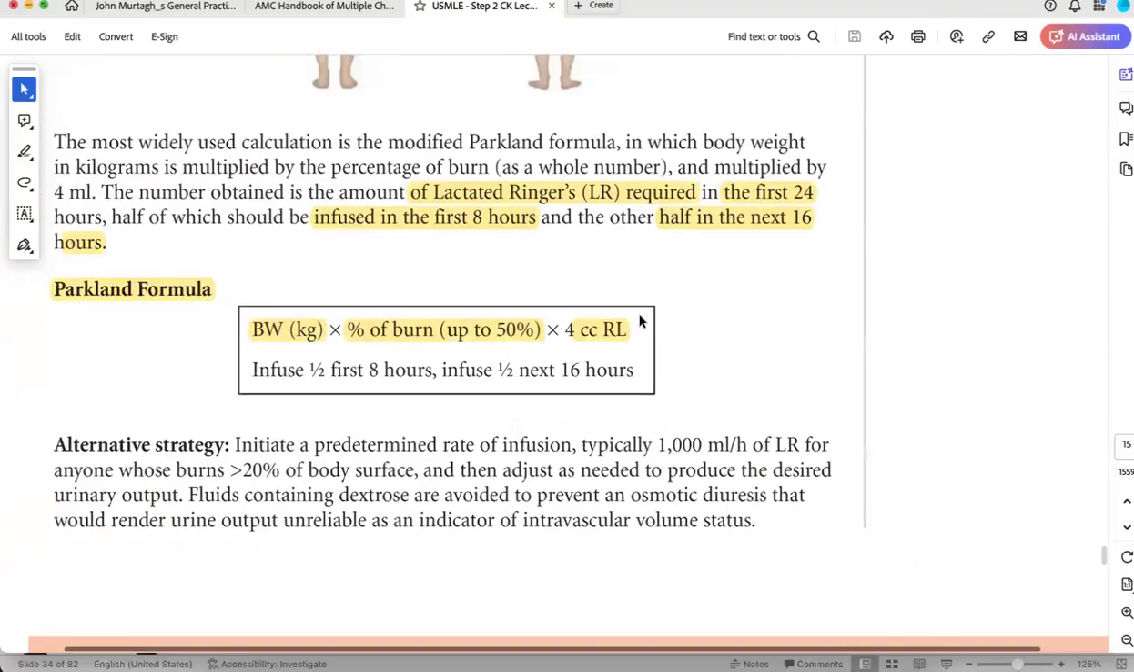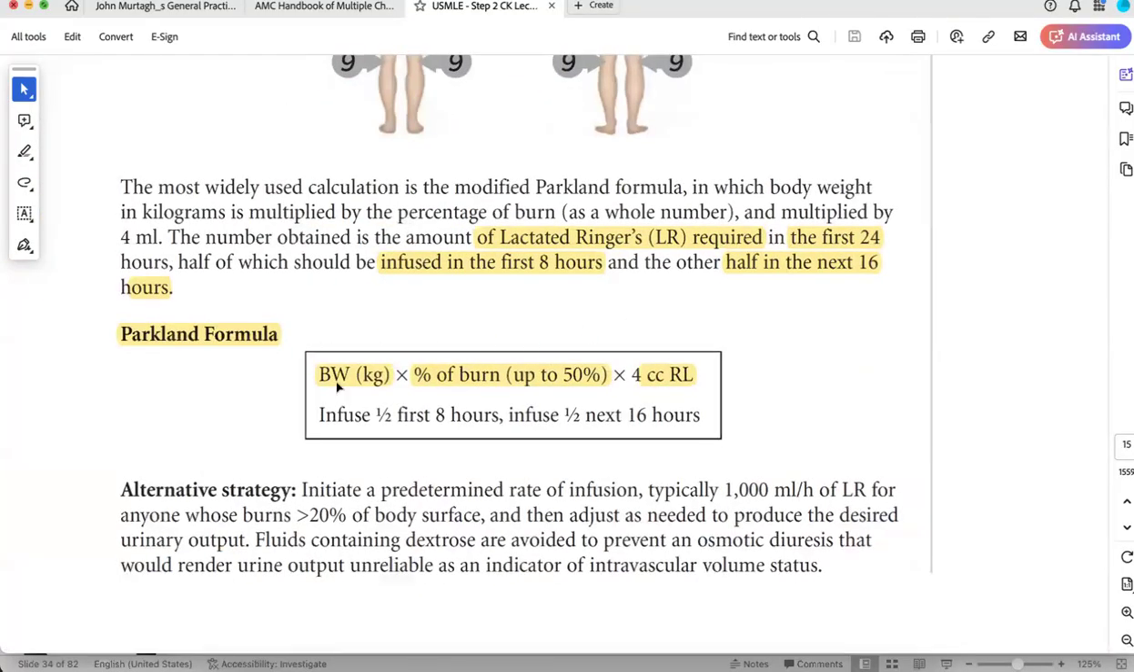There is a formula called the Parkland formula, and we use this formula: body weight in kilos, times percentage of burn, times 4, and RL is Ringer's lactate. They will give you the body weight of the patient and the percentage of burn, and they will ask you how much fluid you will give in this patient initially. When you do the math, half of this amount will be given in the first 8 hours from the time the patient had the burn, and the rest of it will be given in the next 16 hours. So half in the first 8 hours, half in the next 16 hours.